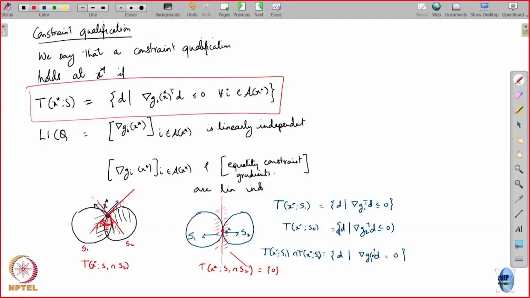Linear independence is usually not that easy to guarantee because you have to check it at each point. Sometimes there are other constraint qualifications that are of a slightly different kind, but they will be more restrictive. They may not apply for that many problems. The way this is usually applied is that one checks whether this holds for all points in the set: everywhere, are your gradients linearly independent? That is what you would like to check. Okay, so now let us move forward.